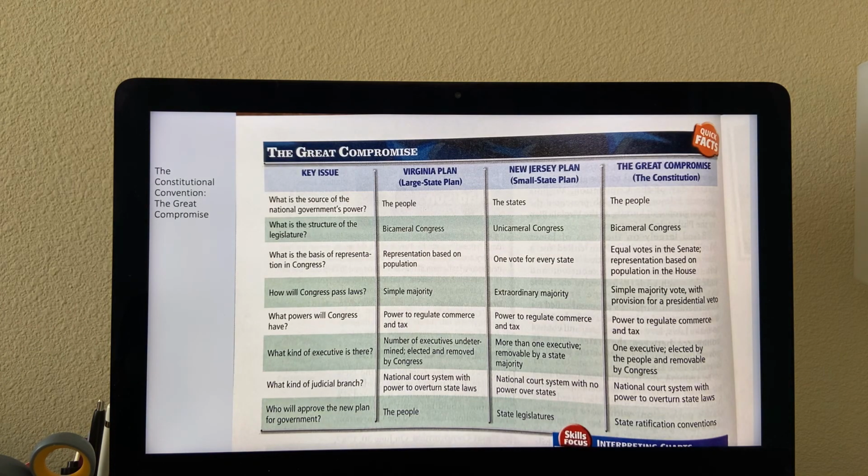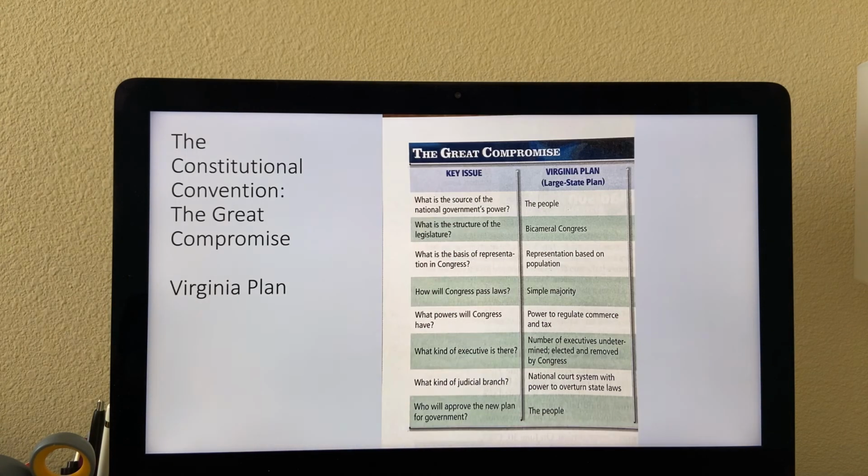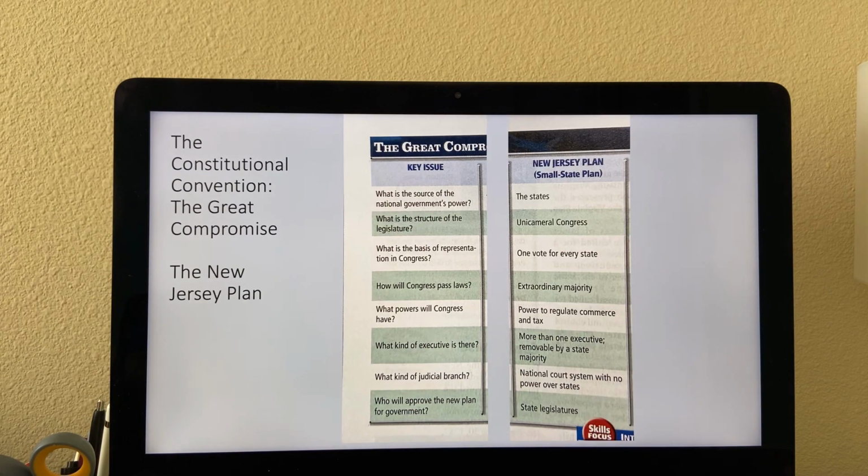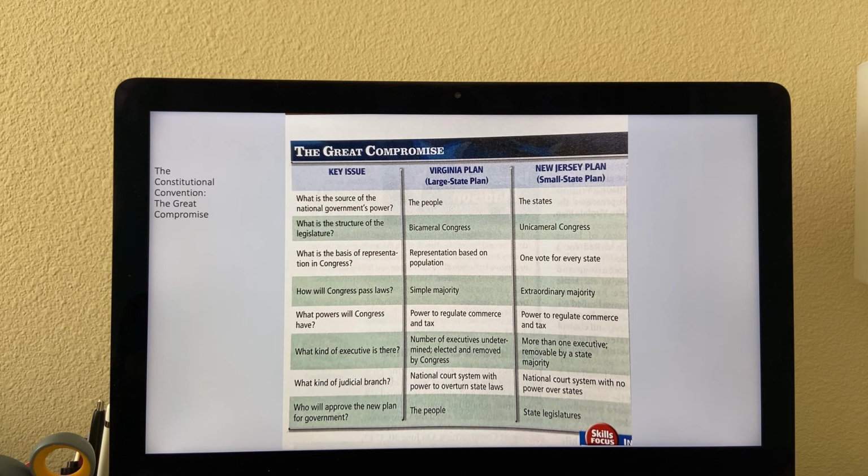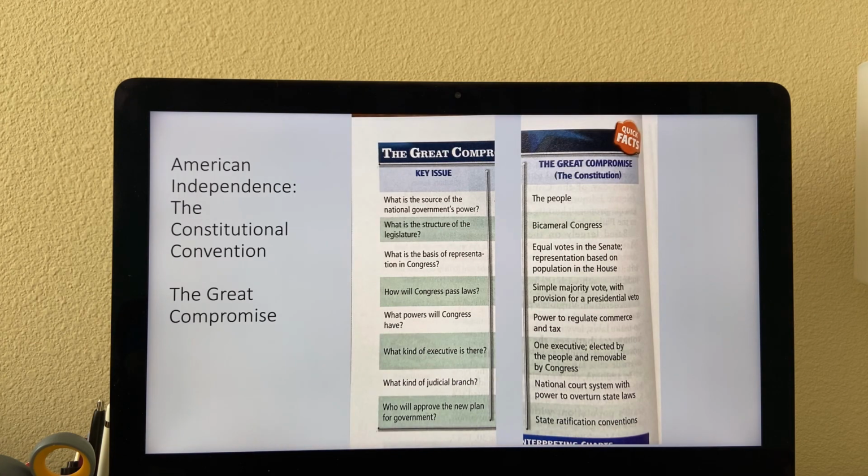All right, so here are the actual plans side by side so you can compare. I've put them where you can see the Virginia plan, the New Jersey plan, and then compare the two of them, and then the Great Compromise. So take a look at those in your notes.